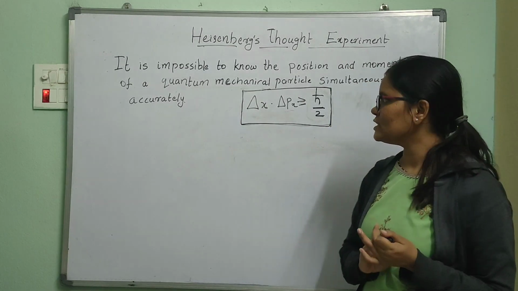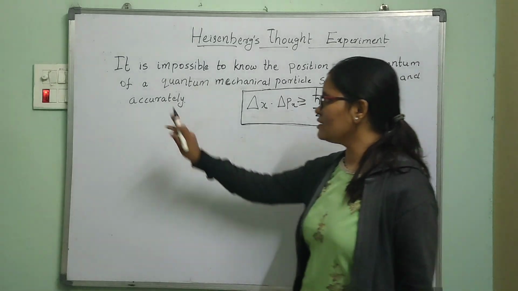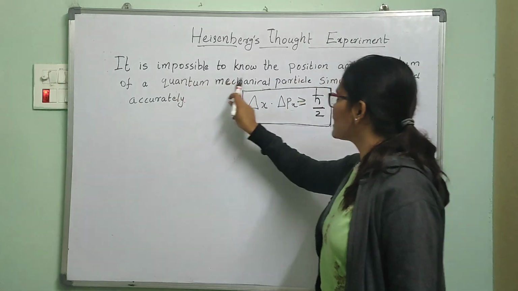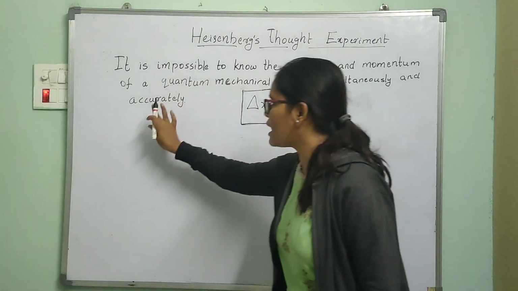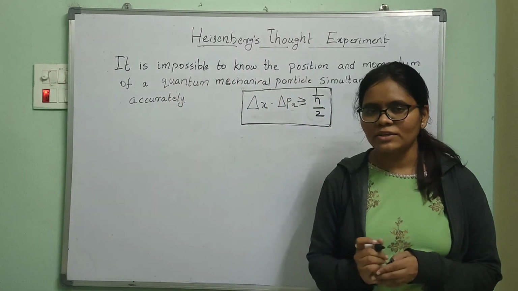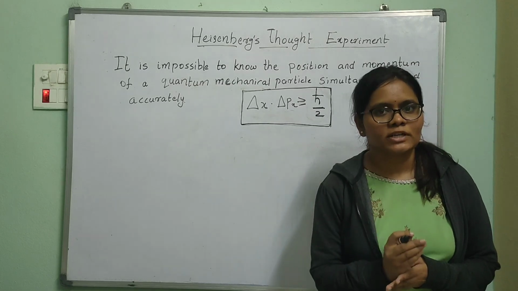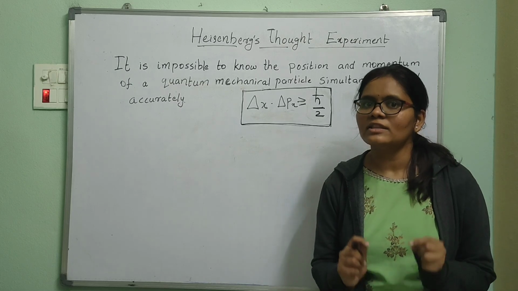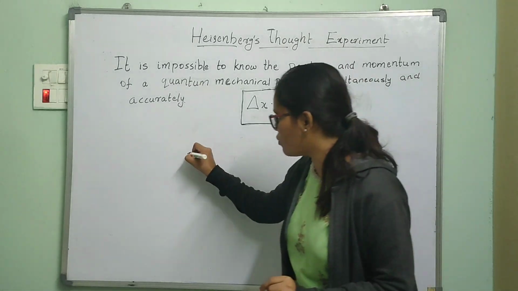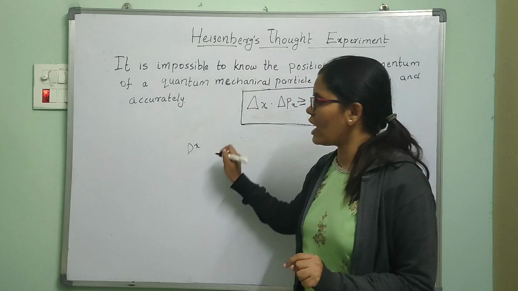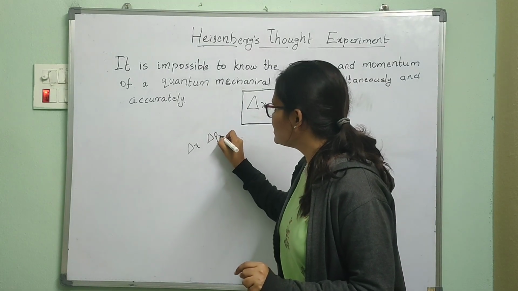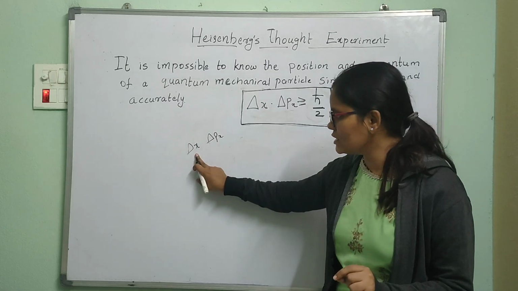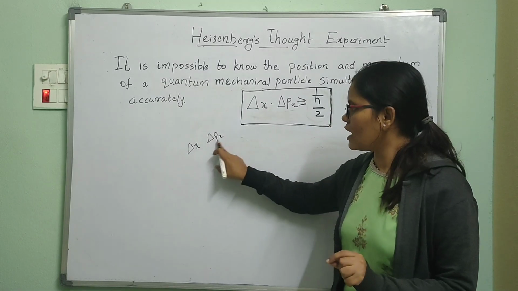So, what does the uncertainty principle state? It states that it is impossible to know the position and momentum of a quantum mechanical particle simultaneously and accurately. That means if you are trying to determine the position and momentum of a particle at the same point of time, there will always be some error involved in the determination of position as well as in the determination of momentum. This error in position is called uncertainty in position, and in momentum it is called uncertainty in momentum.